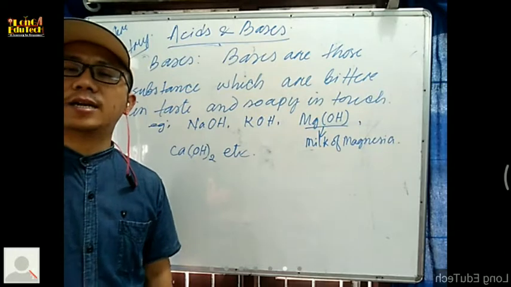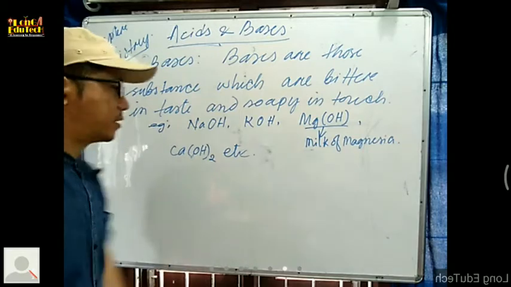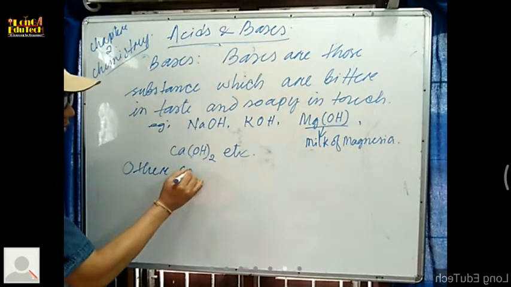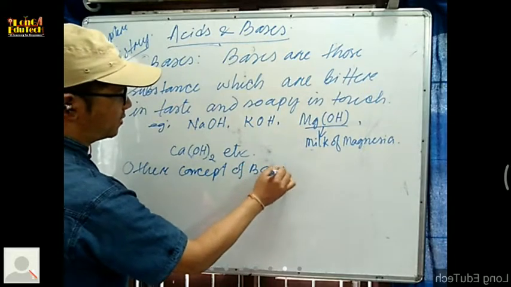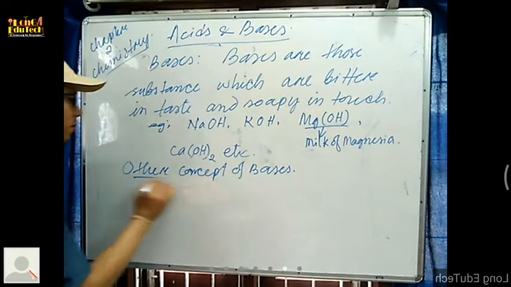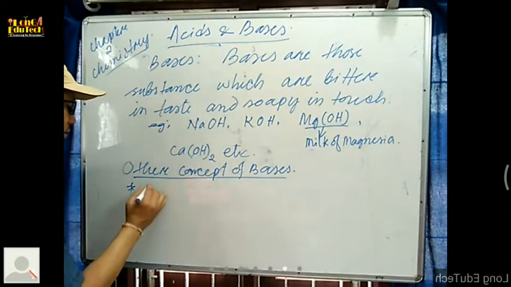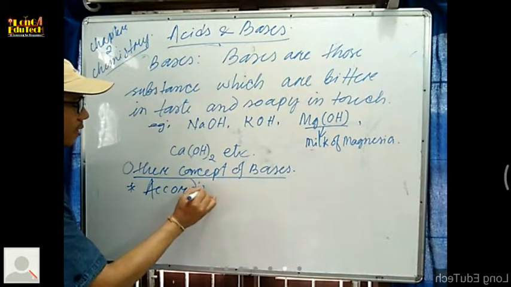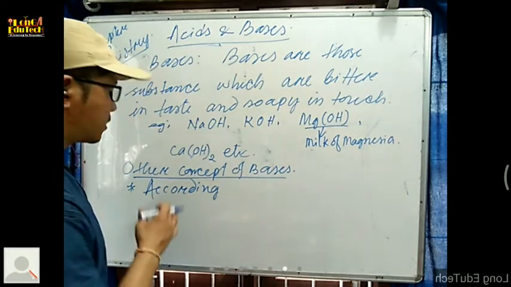Now let us learn the other concepts of the bases. What are the other concepts of the bases? Same as those of the acids. What are the different scientists' concepts? Before, you already learned the Arrhenius and the Lowry concept, right? So number one, I write here directly, the Arrhenius concept of the base.